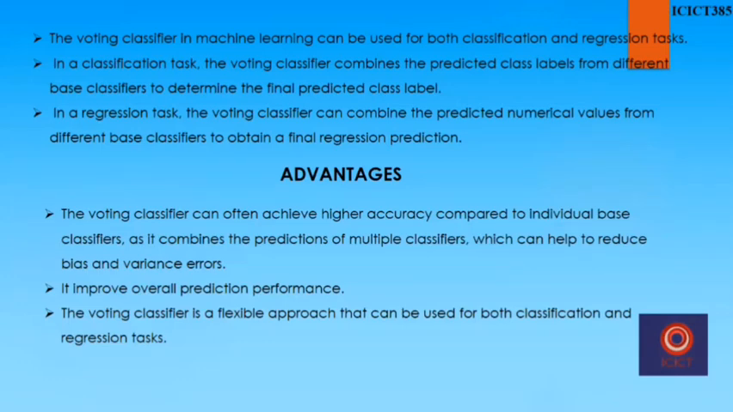The advantages of the voting classifier are that it can achieve higher accuracy compared to an individual base classifier, and it combines the predictions of multiple classifiers, which helps reduce bias and variance error. It can improve overall prediction performance, gives more accuracy compared to other classifiers, and can approach both classification and regression tasks with a flexible approach.